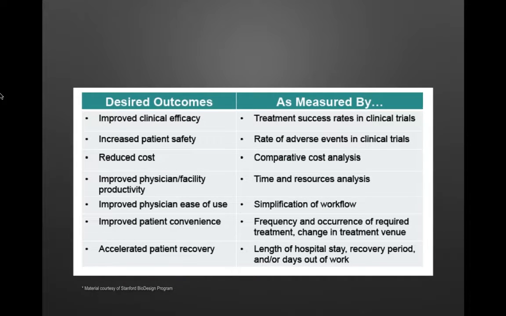A couple of things, just courtesy of the Biodesign program, also help a lot to wrap your heads a little bit around outcomes. So, improving clinical efficacy might be a success rate in a trial, or increasing patient safety, decreasing adverse events in a clinical trial. Reducing cost would look like a comparative cost analysis. Improving productivity is like a time and resource analysis. Ease of use might be making workflow more simplified. Patient convenience might be frequency of changing or treatment or returning to a treatment venue. Patient recovery, decrease of hospital stay, recovery period, etc.